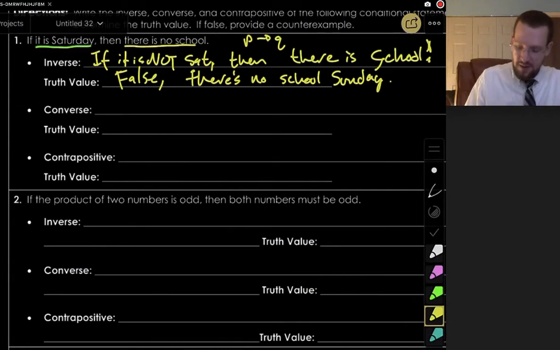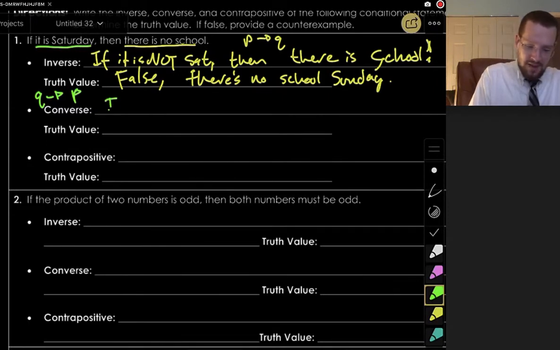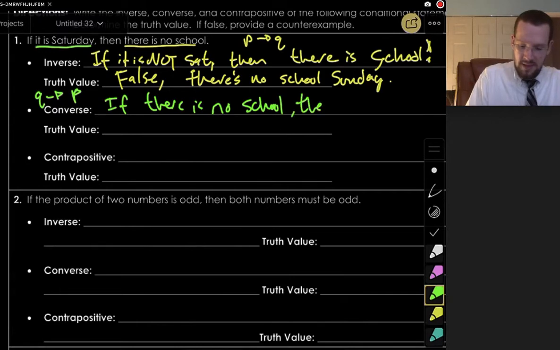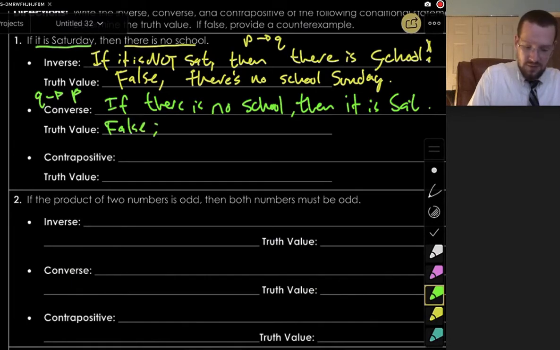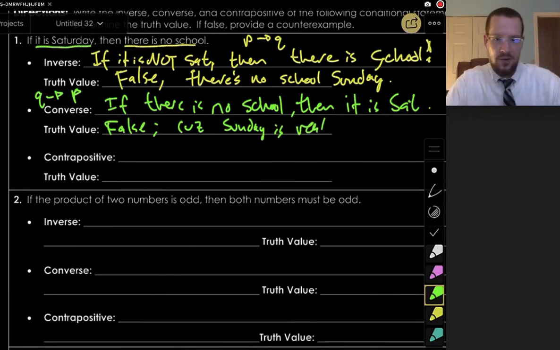So let's look at the converse rather. The converse is Q implies P, and so what we're going to do is say if there is no school, then it is Saturday. Which again, this is false, right? Because it could be Sunday. This is false because Sunday is real. Sunday is existing, so you don't really have to be in school on some other day.